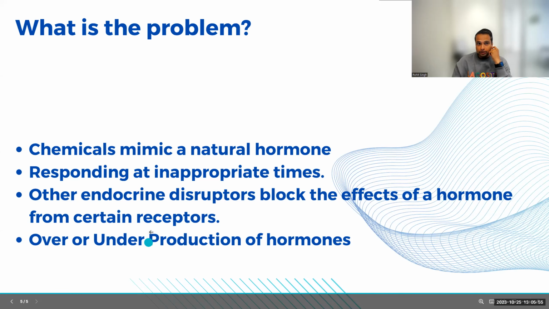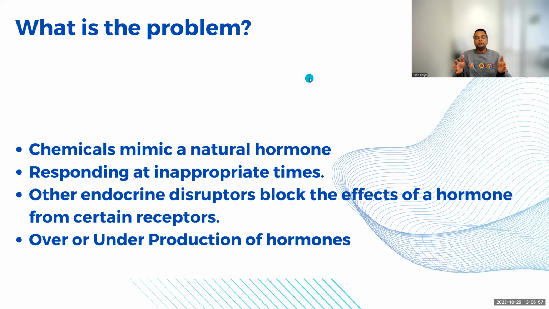Then, what is the over and under production of that hormone? What kind of issues happen? So in this series, we'll go over the biology of each hormone and what the problem with that hormone is. What are the chemicals which mimic it? And what happens when there is over and under production? Hopefully with this video series, you will get to know a little bit more about the hormones and the hormonal system.